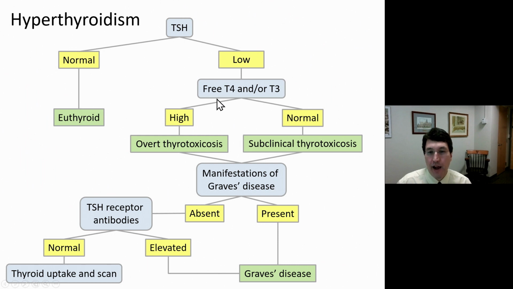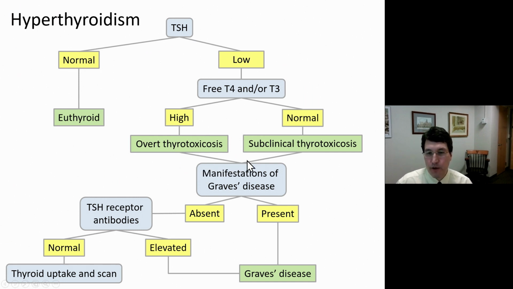And if we have high free T4, T3 levels, we call this overt thyrotoxicosis. But once again, it's possible to have a suppressed TSH level with normal free T4 and T3 levels that we would classify as subclinical thyrotoxicosis. The distinction between these two categories is a little bit semantic, but you're much more likely to just monitor patients with mild or subclinical thyrotoxicosis, where you're almost always going to be considering treating patients with overt thyrotoxicosis.